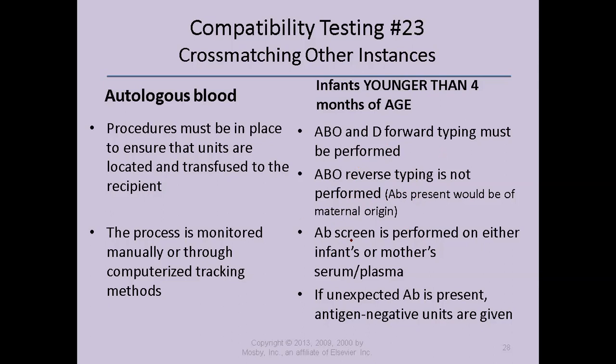So if we're doing an antibody screen, it could be performed either on the infant or the mother, because remember, at this point, any antibodies are of maternal origin. If we do find that there is an unexpected antibody present, let's say mom has anti-C, we're going to give the baby C antigen negative units because they have that maternal anti-C in their body through passive crossing over the placenta.